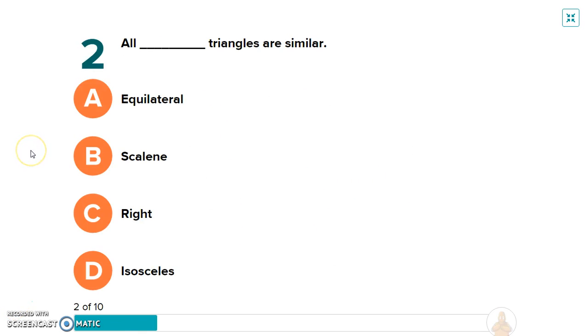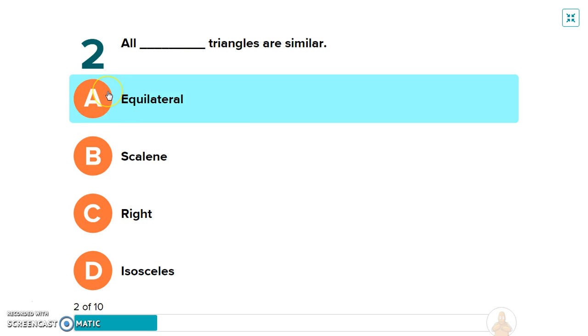For number 2, all blank triangles are similar. We know that equilateral triangles all have the same angles, so they're always going to be similar.